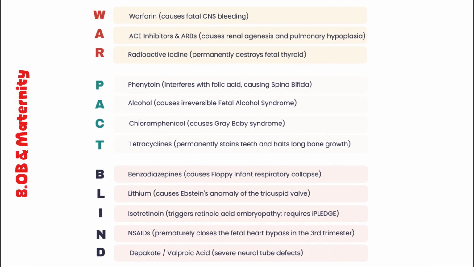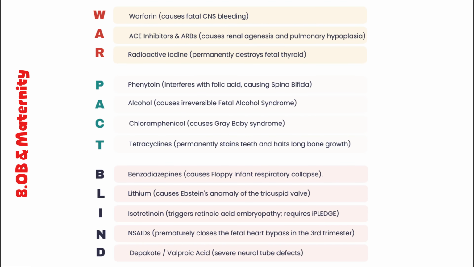P. Phenytoin interferes with folic acid and causes spina bifida. Women on it need 4 milligrams of folic acid daily, well before conception. A. Alcohol causes irreversible fetal alcohol syndrome. C. Chloramphenicol causes gray baby syndrome because the fetal liver can't metabolize it. T. Tetracyclines permanently stain developing teeth and halt long bone growth. B. Benzodiazepines cause floppy infant syndrome. A baby born to a mother on high-dose diazepam will present with profound hypotonia and respiratory collapse. So the priority isn't just watching the mother for sedation, it's having the NICU ready.